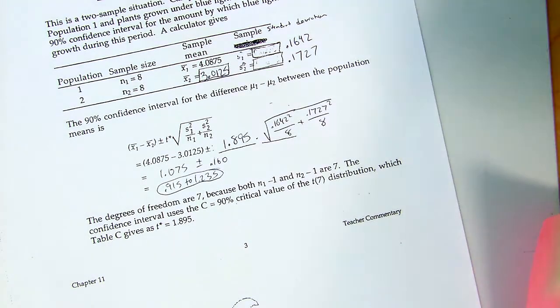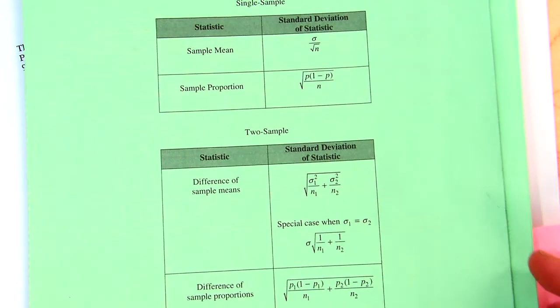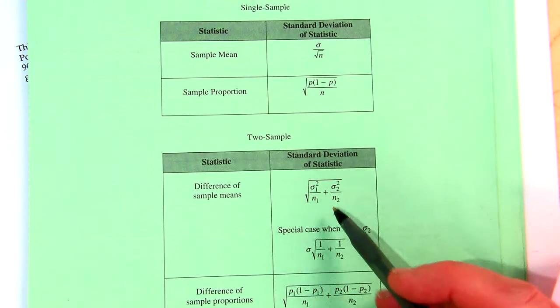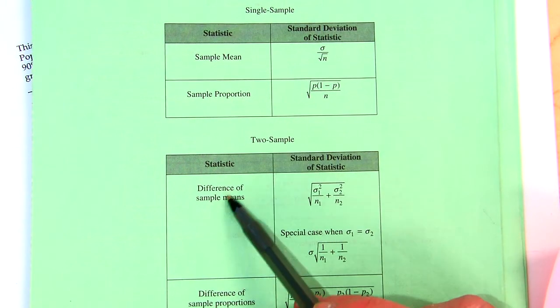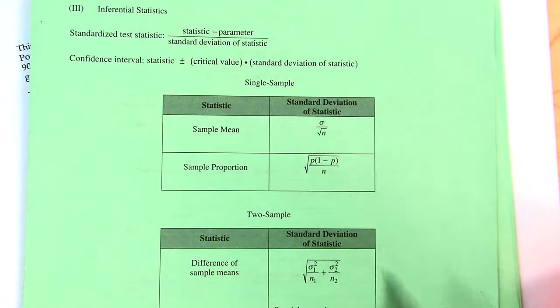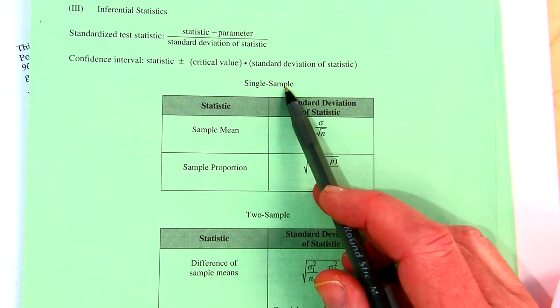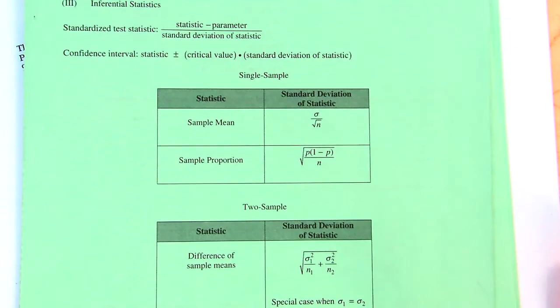Here's the greenie. Make sure you can navigate it and know which standard deviation formula to use. With two samples, two sample means, you're using this one. With one sample mean, you're using this one. It's all about navigating the greenie.